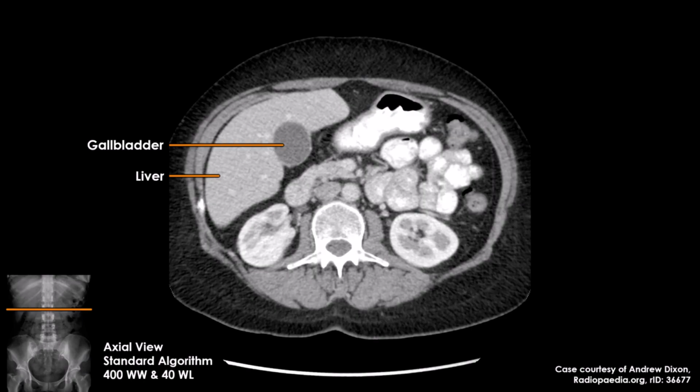At this slice position, we can again see the stomach as well as the second segment of the small bowel called the jejunum. Thanks for watching. That's been a review of the liver and gallbladder as demonstrated in CT imaging.